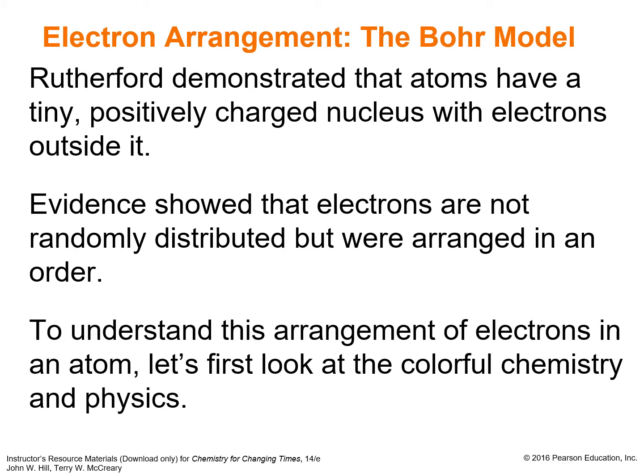So if this is the nucleus, it has protons and neutrons, and they are surrounded by electrons, which are negatively charged. Later on, the evidence started showing that electrons are not randomly distributed, but they are arranged in an order. And to understand that, let's look at some colorful chemistry.